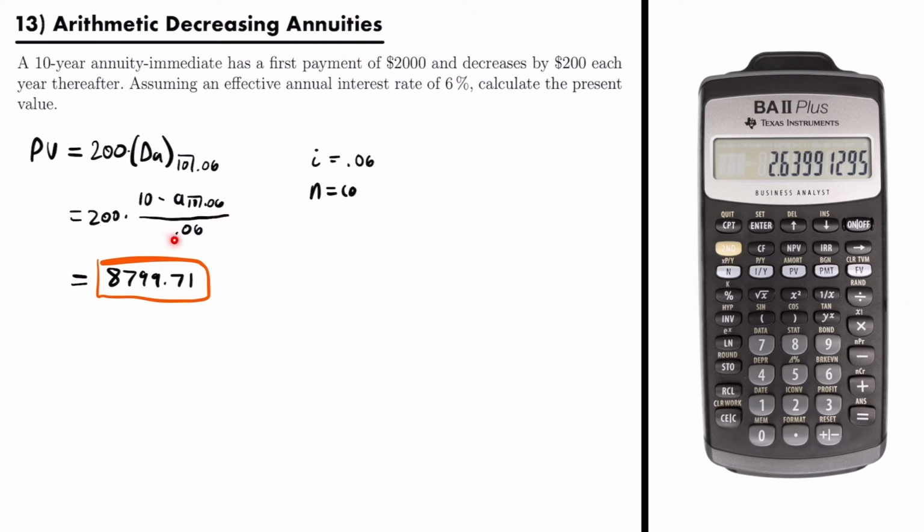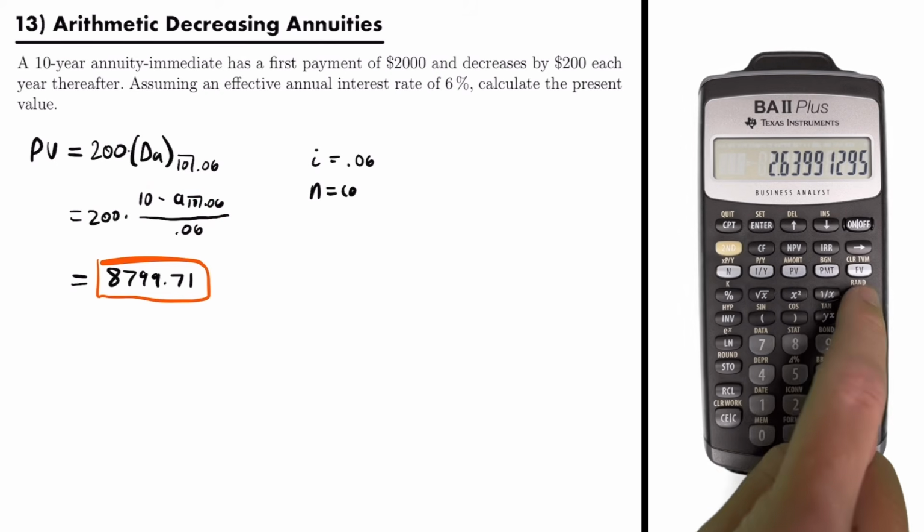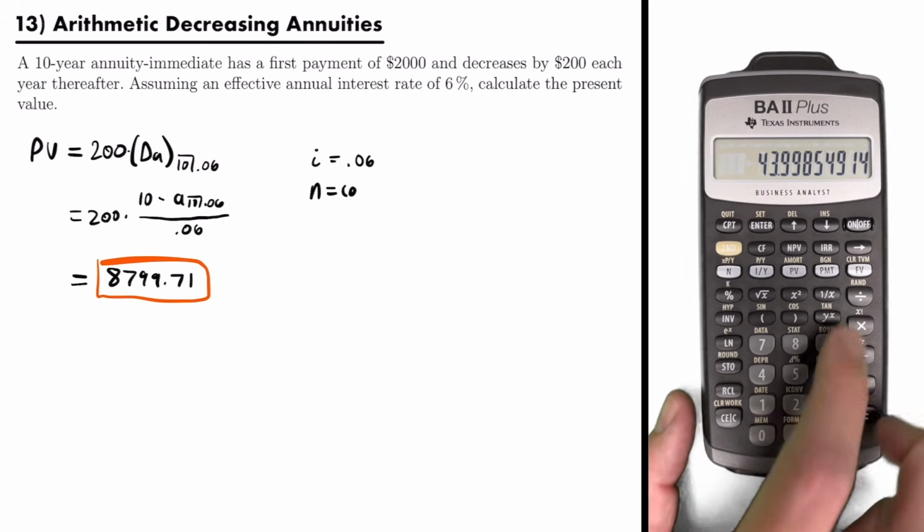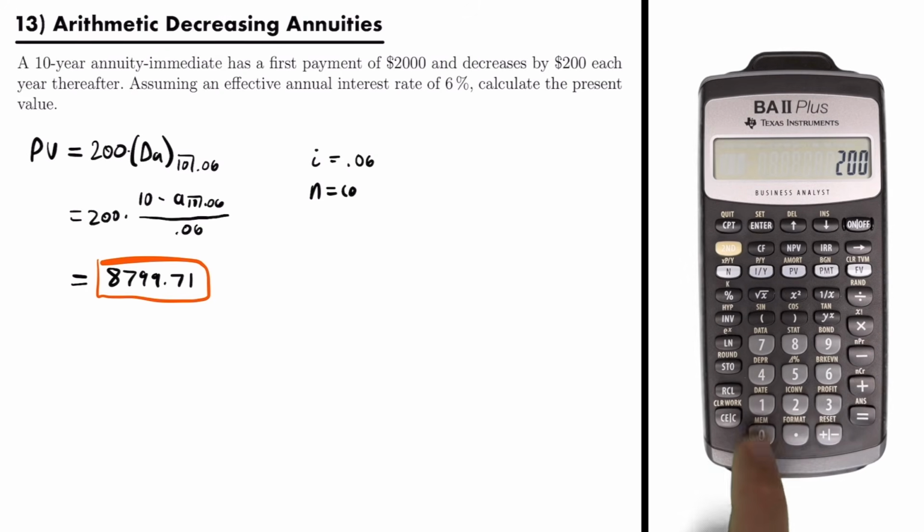So let's divide by 0.06. So we'll have divide 0.06, hit equals, and now we have 43.99, and now we can multiply that by 200, and that should give us our present value. And so we'll hit the multiply button, and then type in 200, hit equals, and there is our present value of $8,799.71, which matches up with our present value right here when we calculated it by hand.